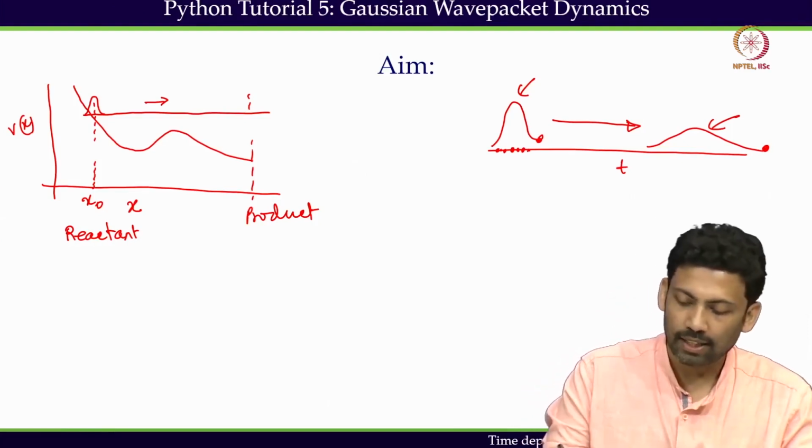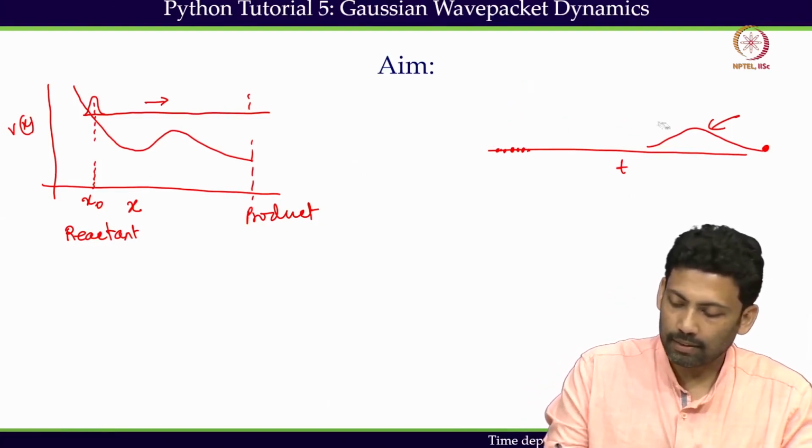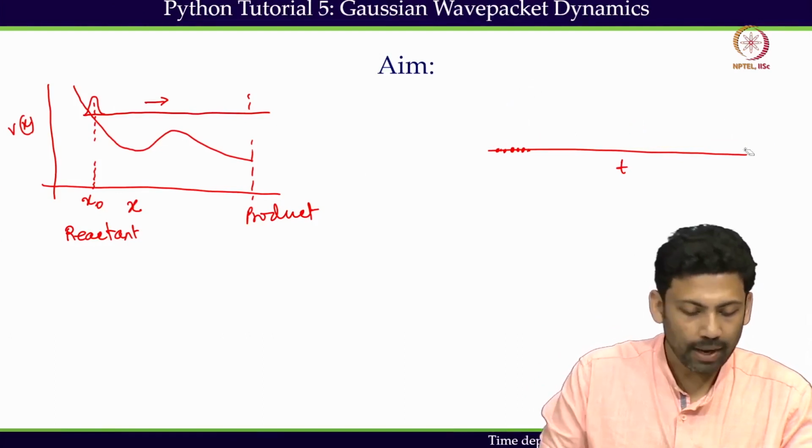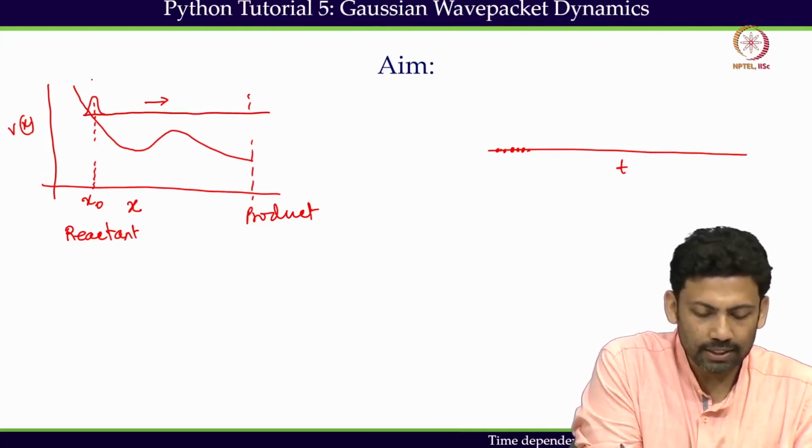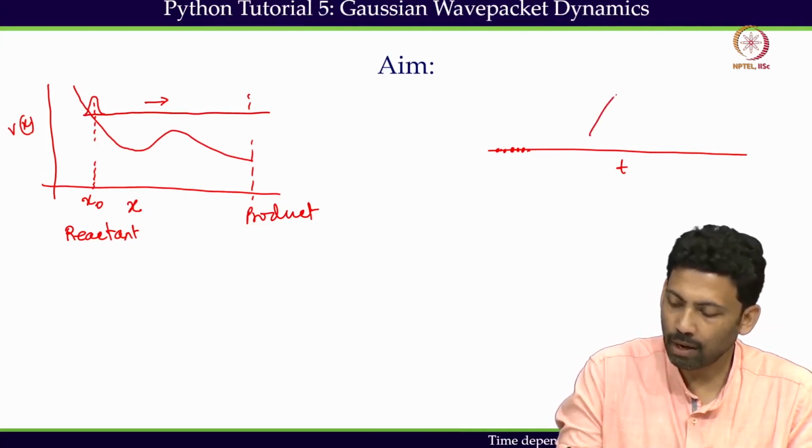Another thing is that when a wave packet, let's say a flight. Let's say a flight, if I have a mountain here and a flight is flying over the mountain.